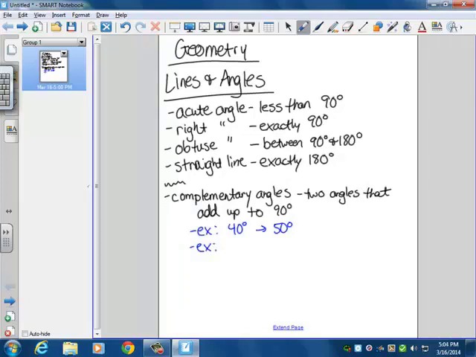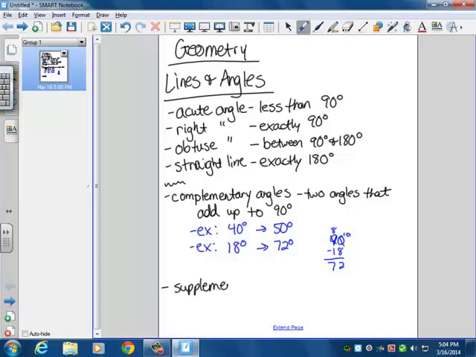Or how about 18 degrees? Okay, so, and if you have to, don't be afraid to actually calculate it out. 90 minus 18 is how we would figure it out. That one's not quite as easy as looking at the 40 and the 50. So 72 would be the complementary angle to 18.